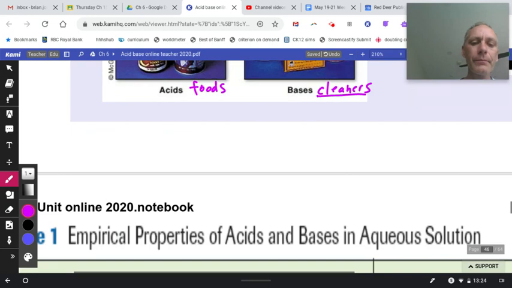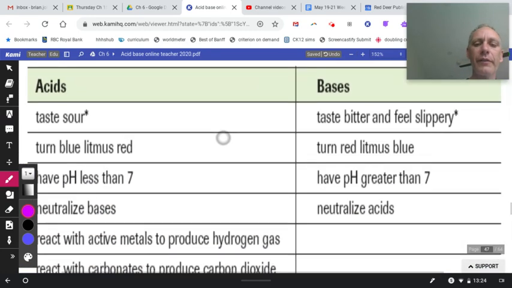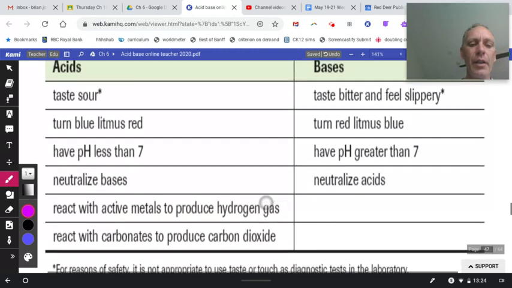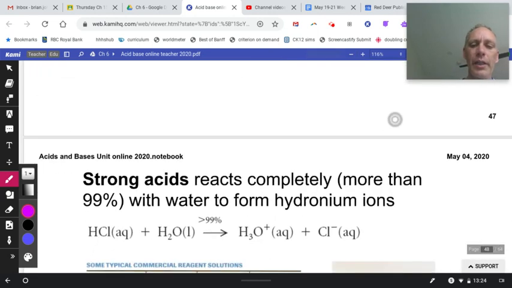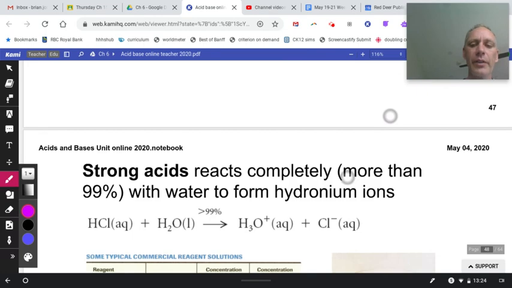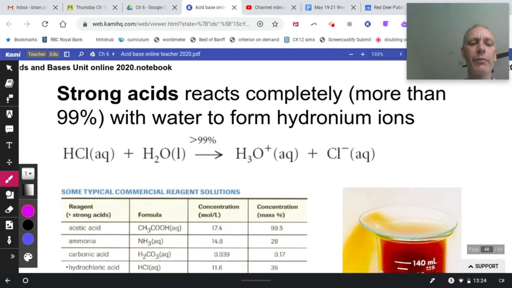Okay. This is a review from earlier in the unit, properties of acids and bases. So we've gone over this already and you filled it in your notes. So just going to move past that and get into this. Okay, so I've alluded to this before. A lot of the stuff we're going to talk about today, you've kind of seen and heard bits and pieces of.